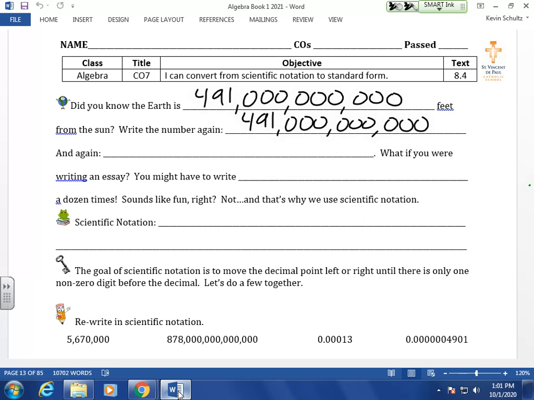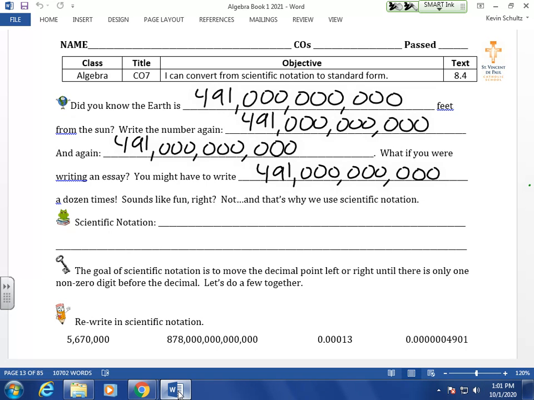Let's write it again. Is this important? Yes. If you're writing an essay about the distance of the sun from the Earth, you might have to write 491 billion, something like 491 billion times. It would be a lot of work.